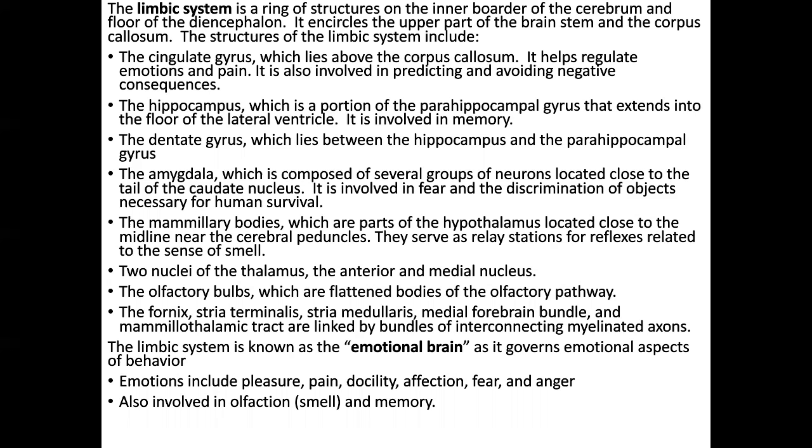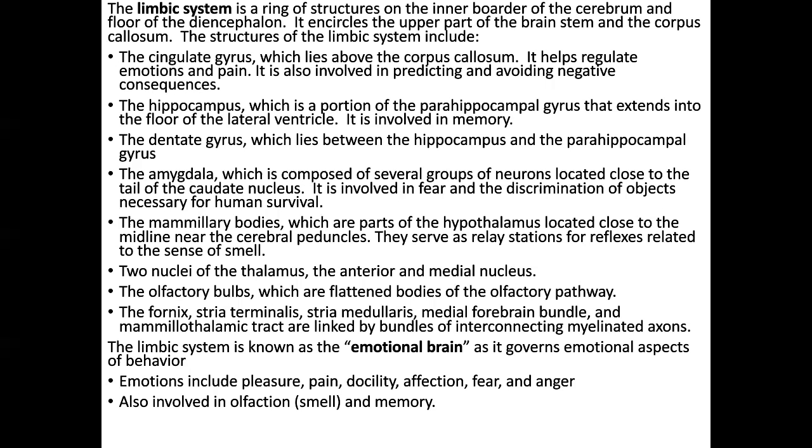The amygdala, a group of neurons located close to the tail of the caudate nucleus, is important for fear and discriminating objects necessary for human survival. The main thing is that it's what causes you to be afraid. Your mammillary bodies, which are actually parts of the hypothalamus, remember we talked about the hypothalamus the other day, are located close to the midline near the cerebral peduncles and serve as relay stations for reflexes related to the sense of smell.